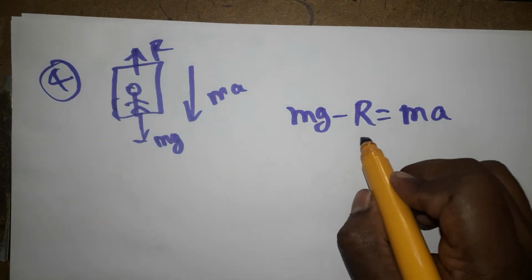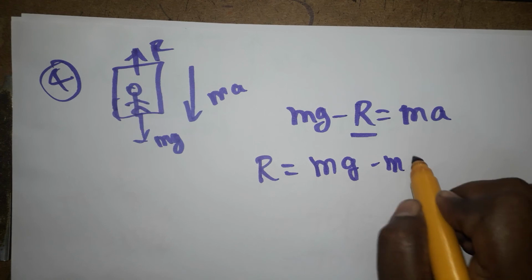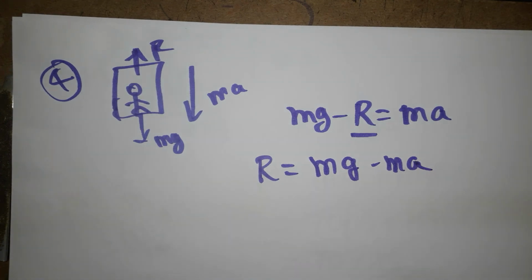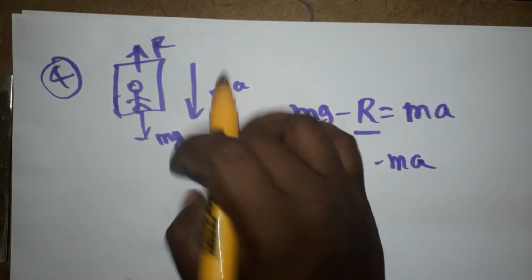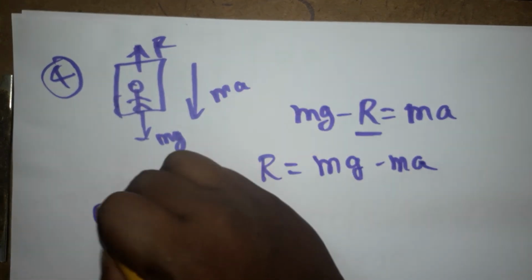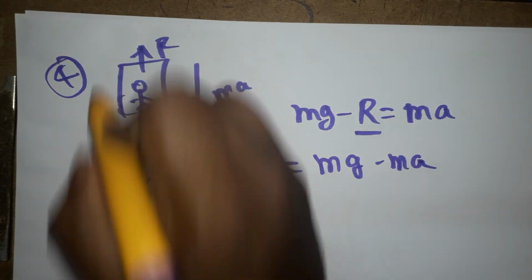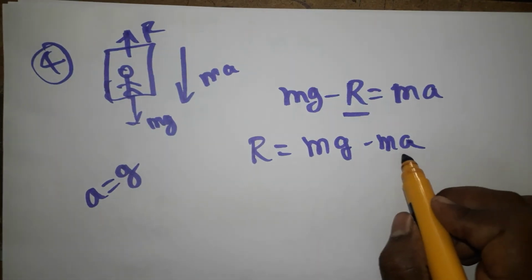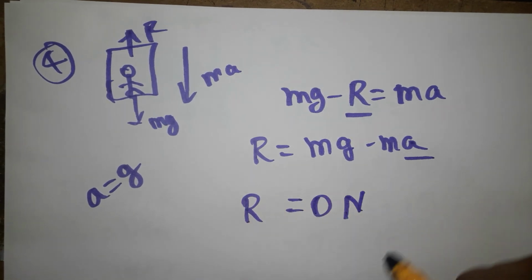Now I want R is equal to mg minus ma. This I already told you how to do. Now it is the second case. Our acceleration coming downwards, a is equal to g, because it's a failure system, it's going to come down with gravity. Acceleration due to gravity, a is equal to g, means I'll get reactional force as 0 Newton, so we'll feel weightlessness.